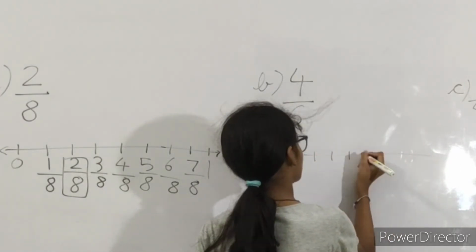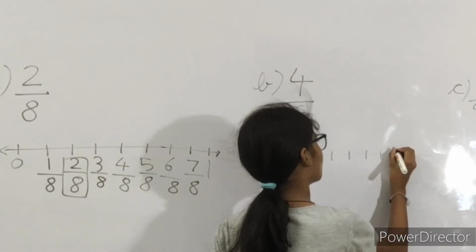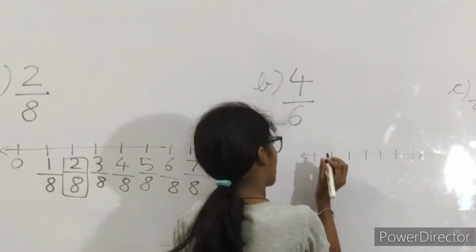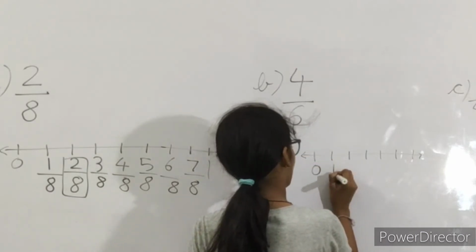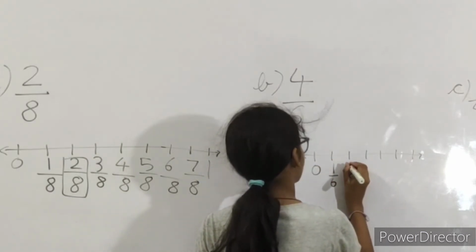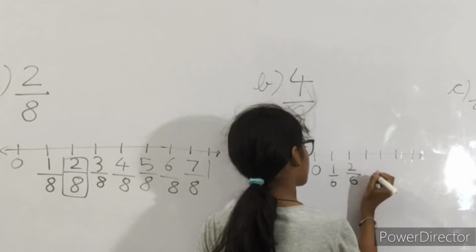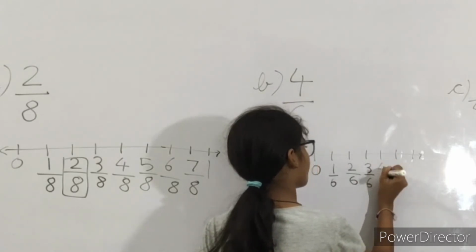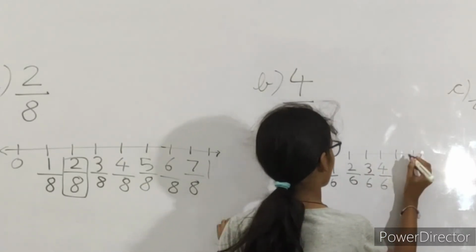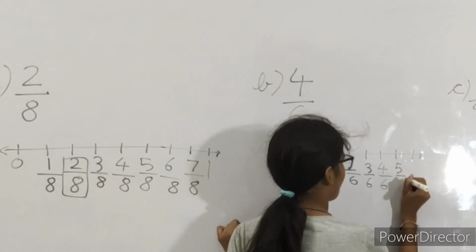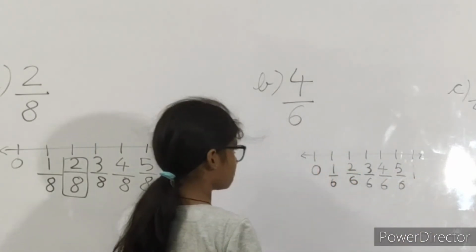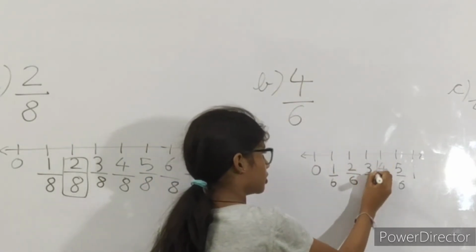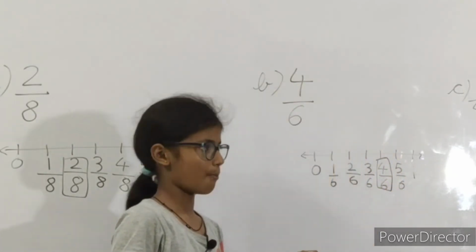0, 1, 2, 3, 4, 5, 6. So 0, 1/6, 2/6, 3/6, 4/6, 5/6, and 1. So what is the question? Whatever the question, 4/6. So I'll put it in a box.